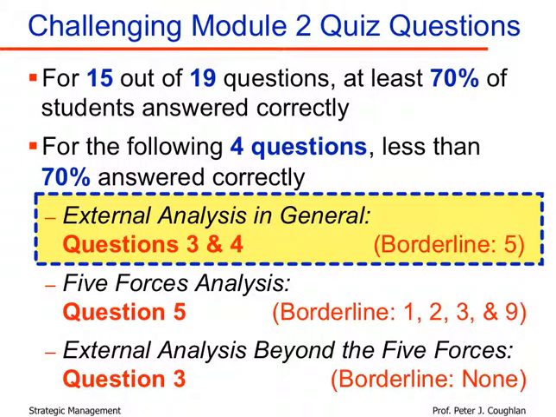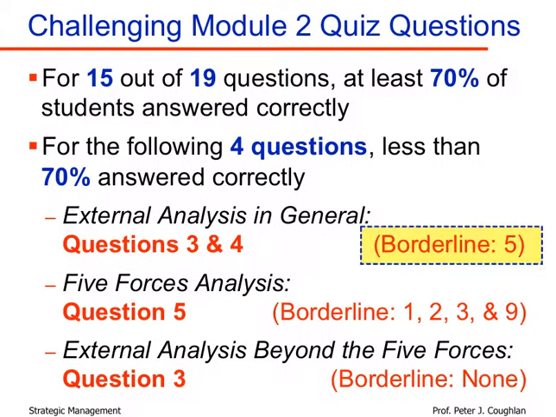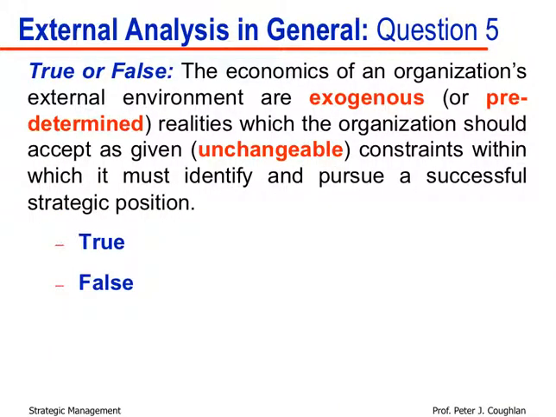First, in the section of the quiz on external analysis in general, the one borderline question was question number 5. And this was a true or false question. True or false, the economics of an organization's external environment are exogenous or predetermined realities which the organization should accept as given unchangeable constraints within which it must identify and pursue a successful strategic position. And so I've highlighted some of the words here: exogenous, predetermined, unchangeable, right?